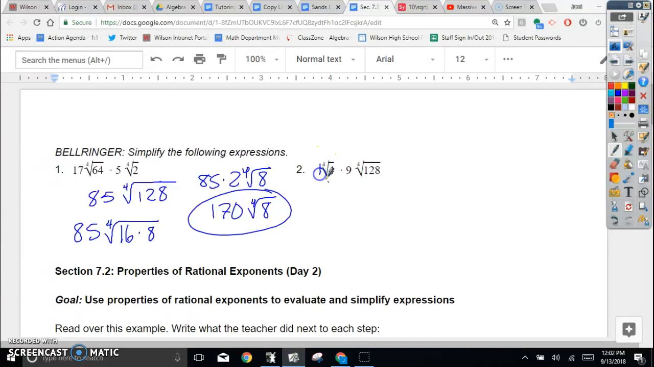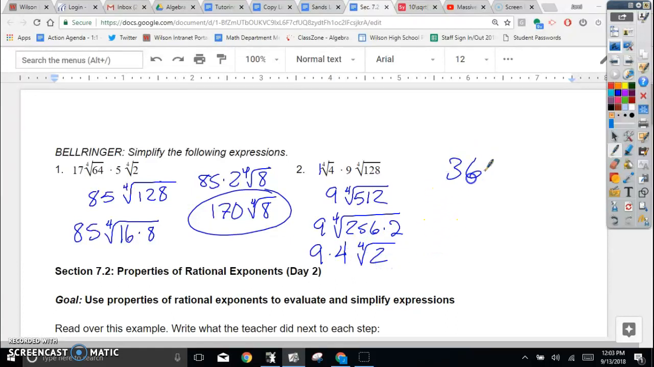Number 2, we have 9 times 1, which is 9. And then we have 4 times 128, which would be 512. Now, as far as 512 goes, 512 divided by 2 will give us the perfect number to the fourth power of 256, which is times 2. So this is 9 times, well, the fourth root of 256 is 4 times the fourth root of 2. So we're looking at 36 times the fourth root of 2. All right, so that's what we did in 7.2 part A, or day 1 notes.